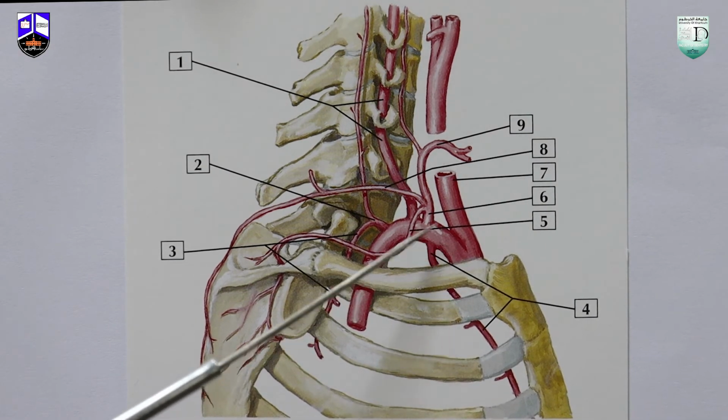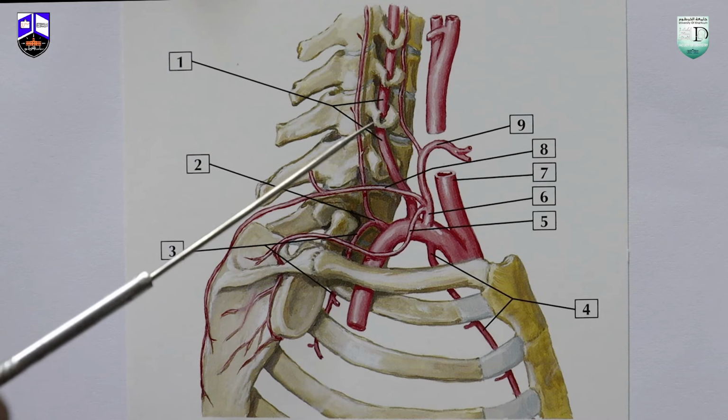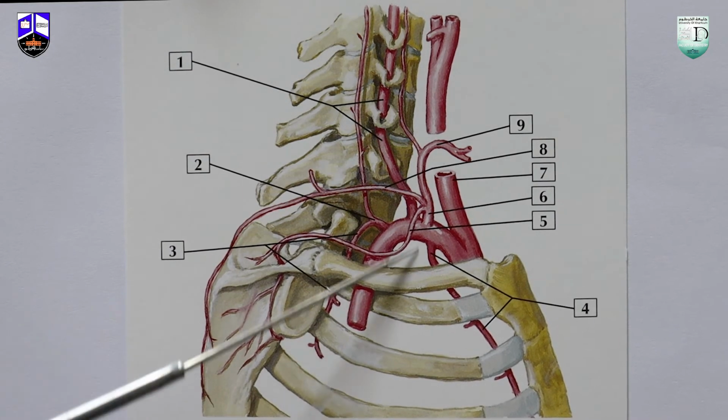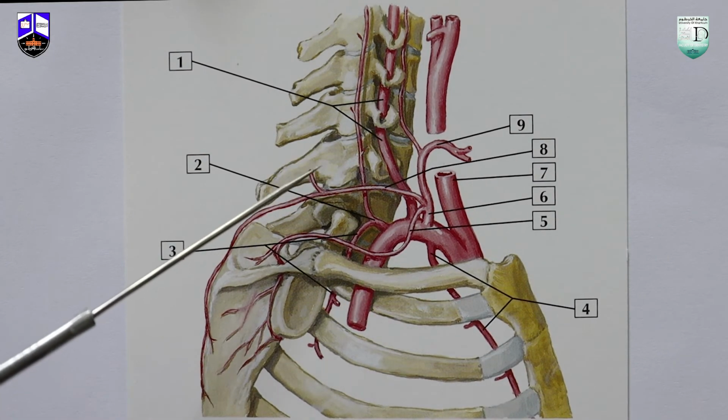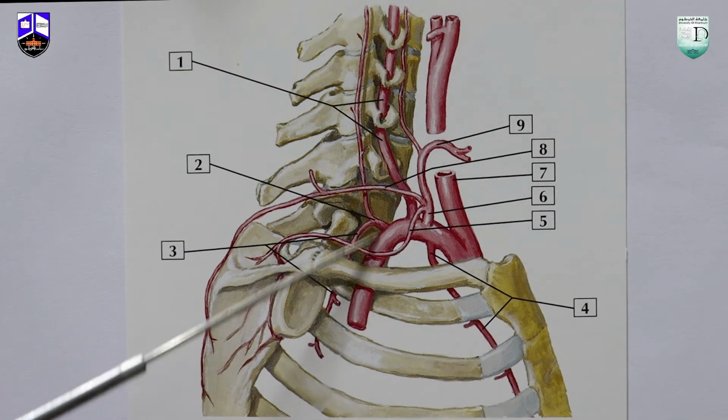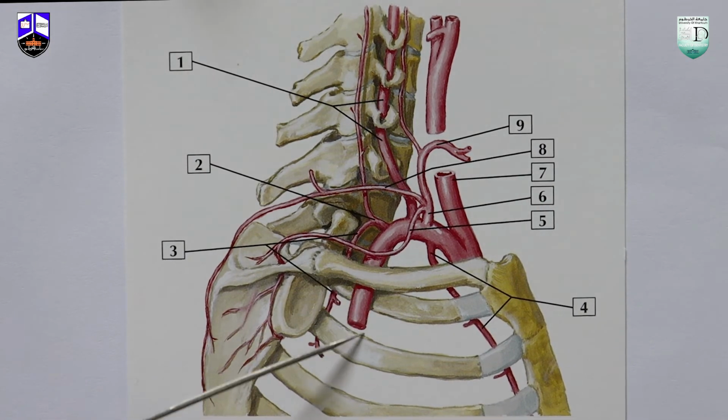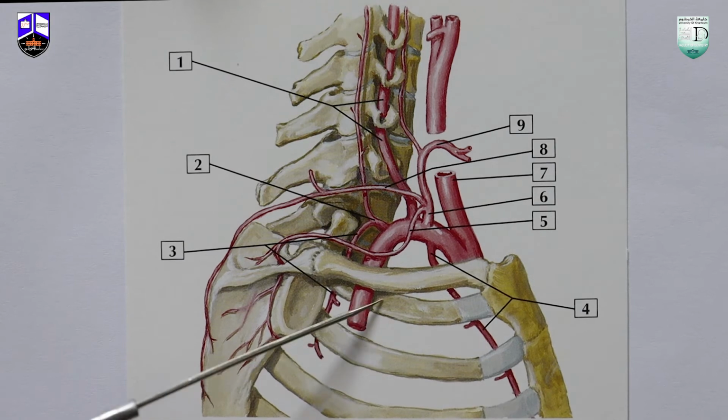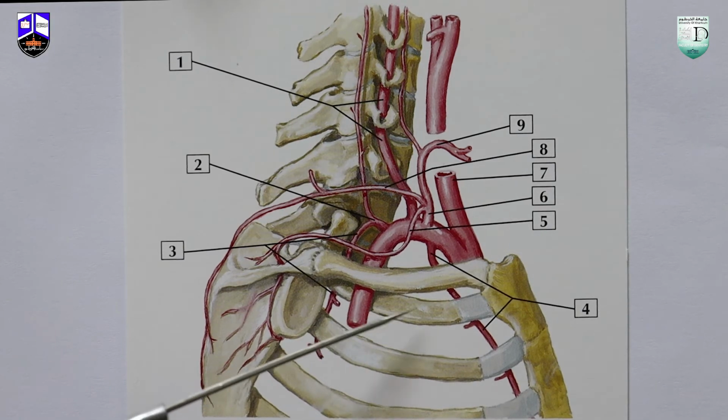The one that lies medial to it is the first part. The one that lies posterior to it is the second part, and the one that lies lateral to it is the third part, after which it becomes the axillary artery beyond the outer border of the first rib.